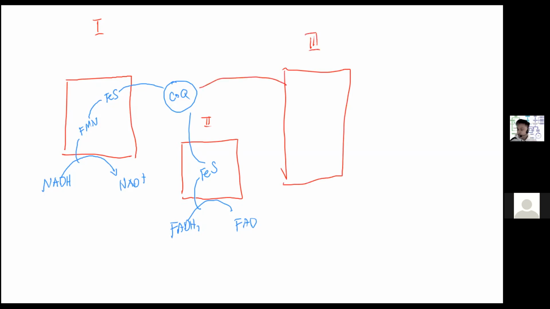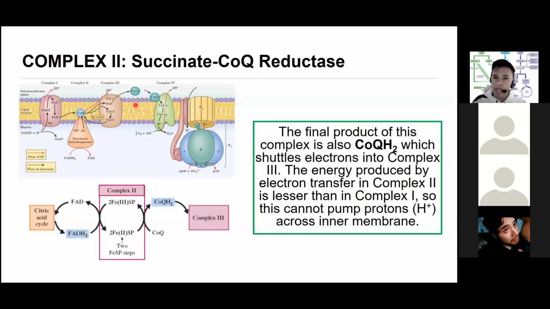Is that clear? So that's it. It's just the passing of electrons. It's not very complicated. All right? So complex 1 and complex 2 are just the entry points of the NADH and the FADH2. But basically, their electrons will all be transported to coenzyme Q.